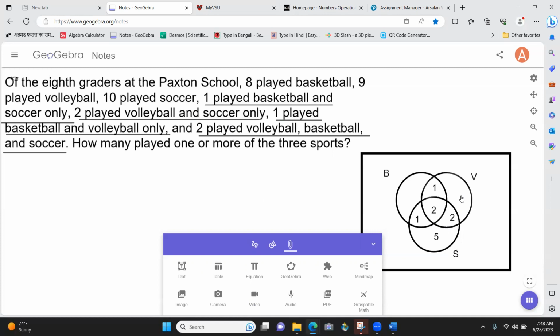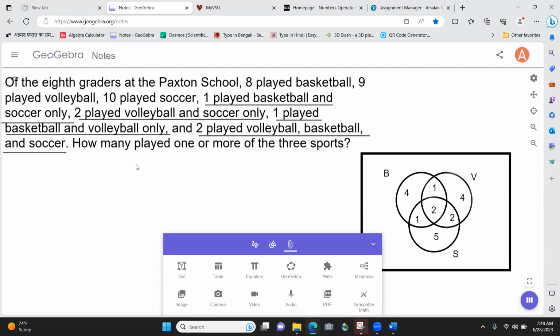9 played volleyball only, 9. So what do you need to put here for the volleyball circle to be 9? I would say 4, because 4 plus 2 plus 2 plus 1 is 9. 8 played basketball. So what do you need to put here? I would say 4.